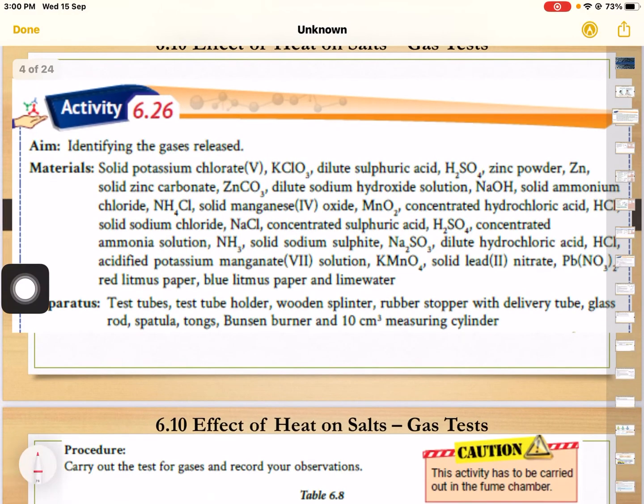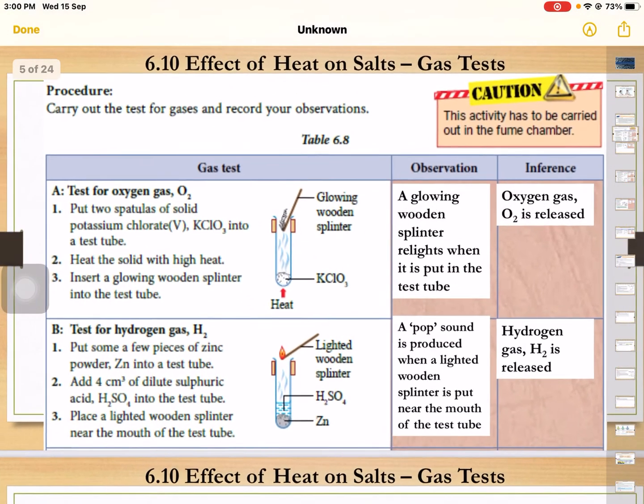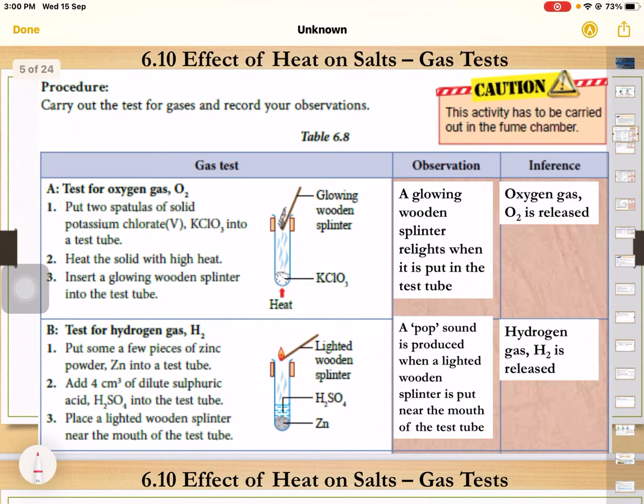Okay. From activity 6.26, the aim of this activity is to identify the gases released. So there are a lot of materials here, and I think you are able to read by your own in your textbook, page 191. Okay. So, from this activity, you should be able to do a specific test for the gases.